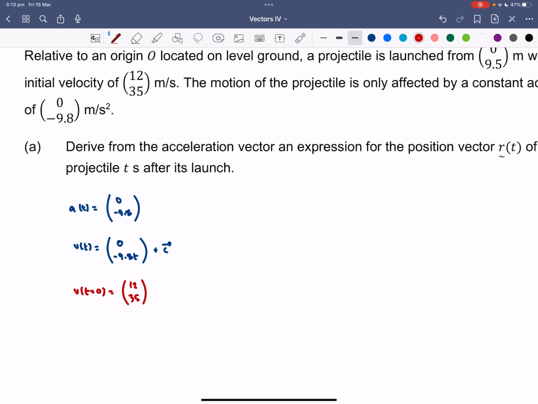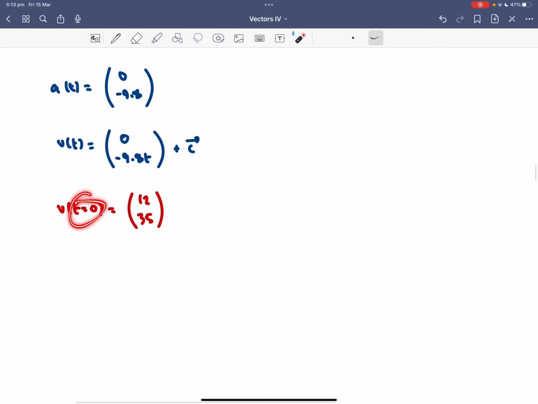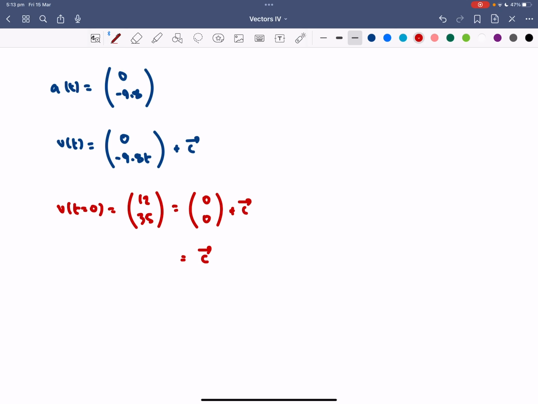I've got a feeling that c is exactly that vector. So if I sub in 0 into this expression, we get 0, 0 plus c. I had a feeling. So guys, what that proves is the c vector is 12, 35, which means that we can rewrite this nicely as the velocity at any point in time. The top is going to be 12 and the bottom is going to be minus 9.8t plus 35. Alright, so that was easy so far.